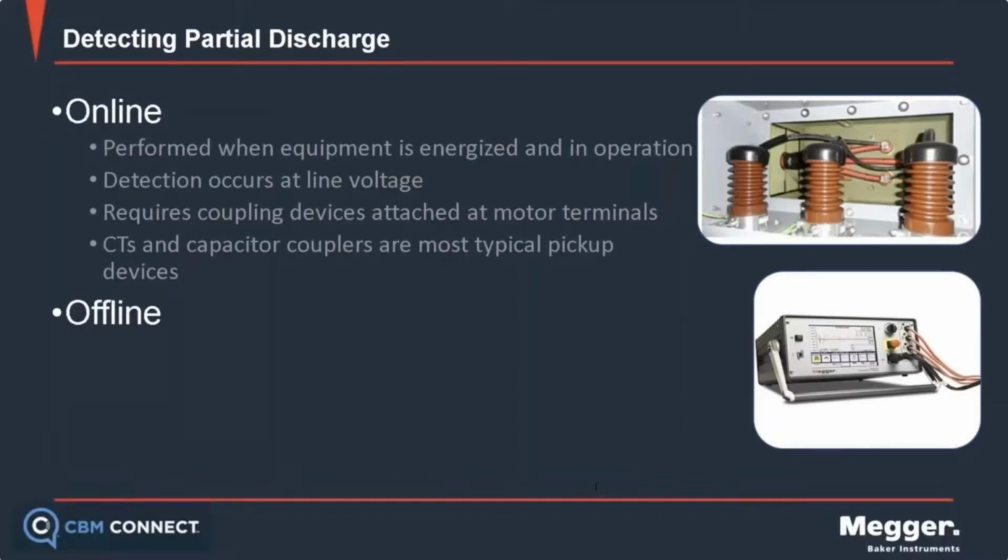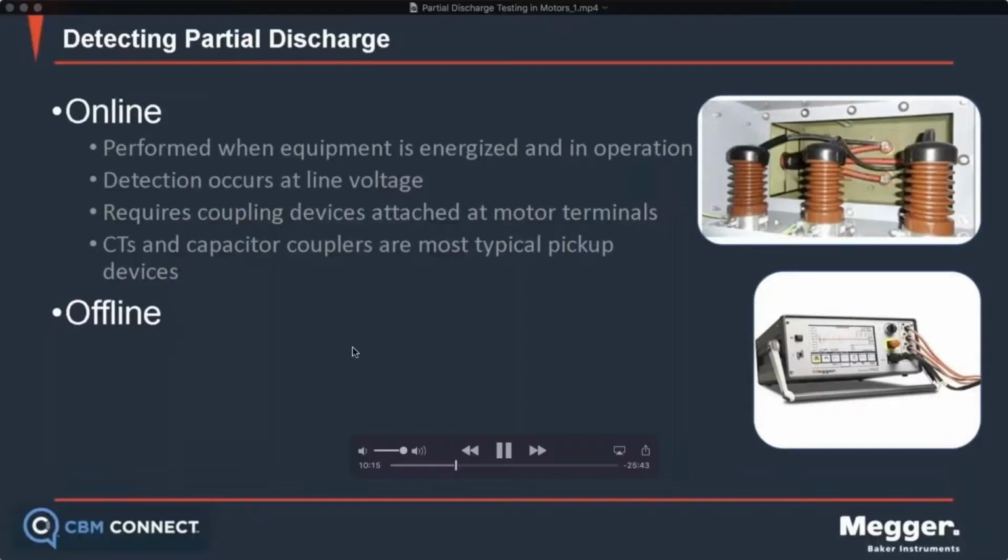It typically requires some type of coupling device attached to the motor terminals, some kind of capacitor or high frequency CT that picks up the partial discharge activity, as I'll show you a little later. It occurs in the high frequency band, typically the radio frequency band. So it does require some kind of special equipment that's permanently installed and continuously monitored.